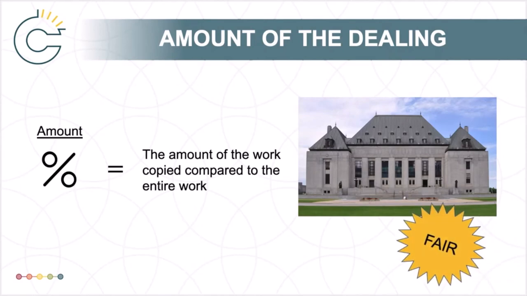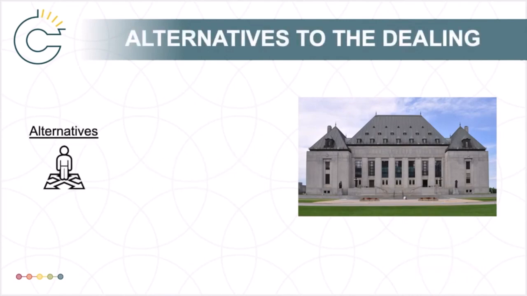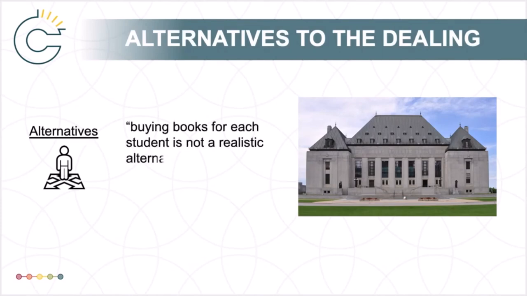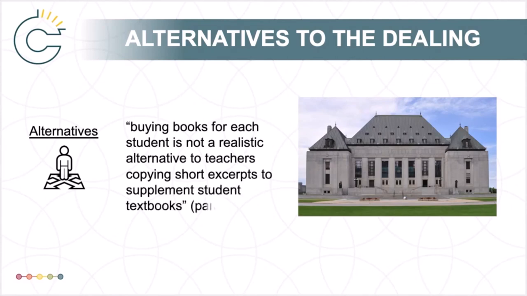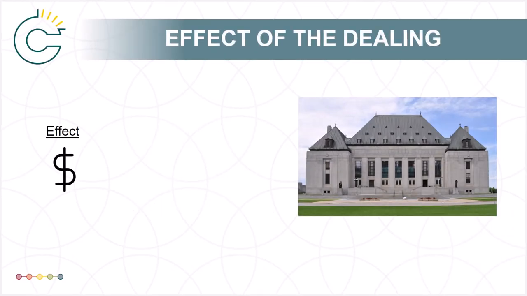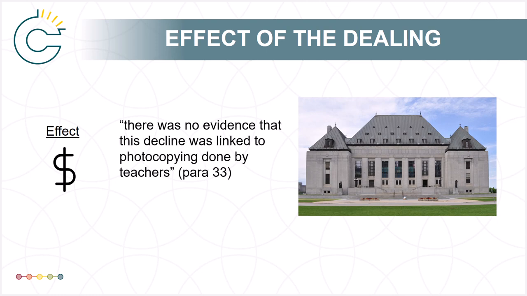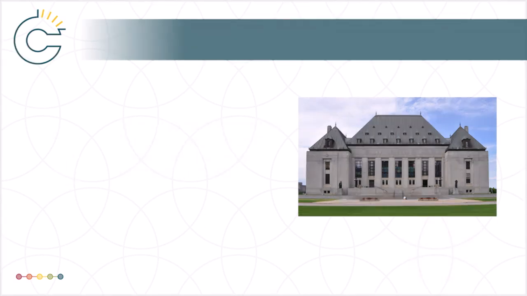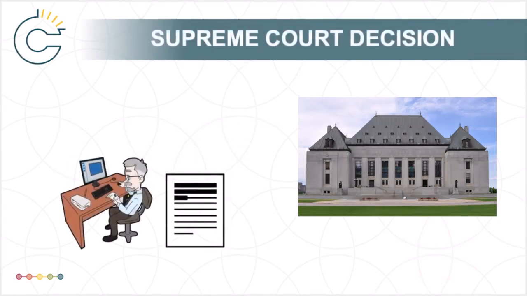For the alternatives to the dealing factor, the majority once again disagreed with the approach taken by the Copyright Board, finding that buying books for each student is not a realistic alternative to teachers copying short excerpts to supplement student textbooks. The suggested alternative was found to be all the more unreasonable in light of the board's earlier finding that only short excerpts from these books were being copied and distributed. Finally, regarding the effect of the dealing in the work, although there may be some evidence that textbook sales had been shrinking in recent years, there was no evidence that this decline was linked to photocopying done by teachers. Therefore, the majority of the court found that the dealing by teachers, the copying of short excerpts of printed works and distributing those to their students, to be fair.